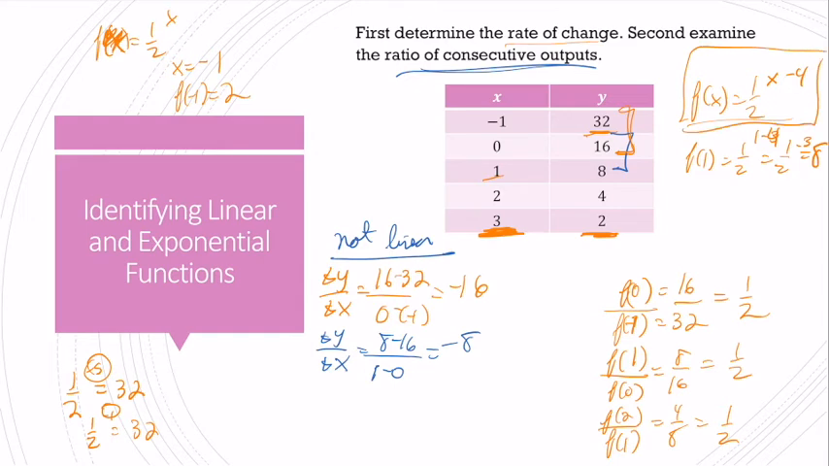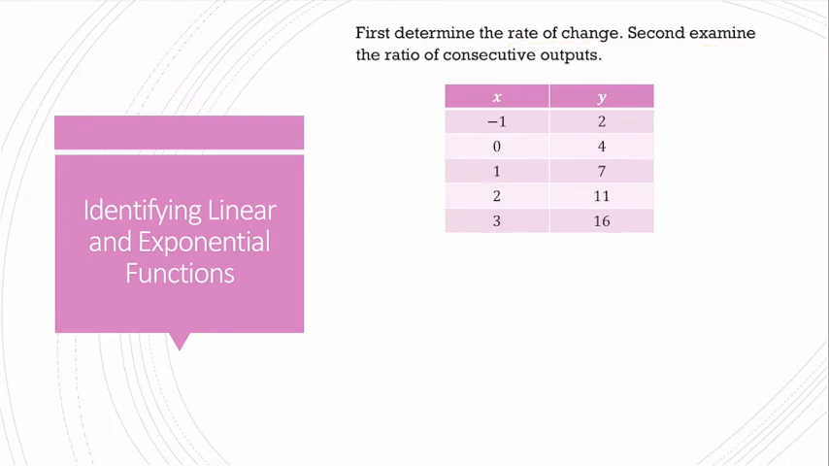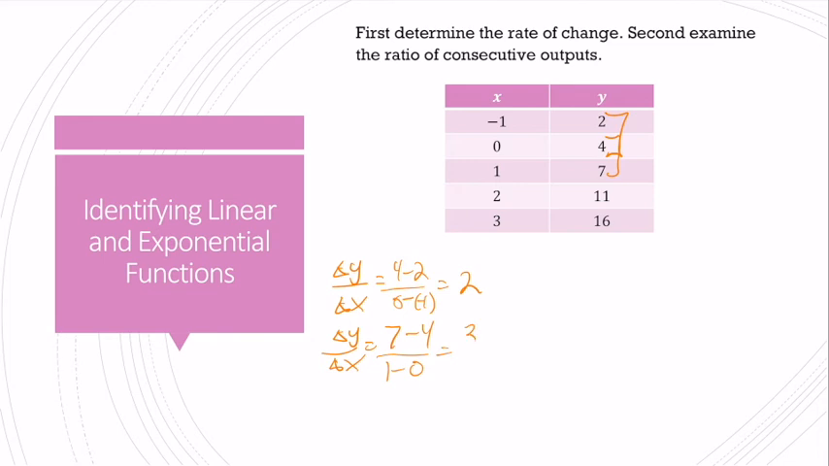Let's look at one last example. First thing I'm going to want to do is identify whether or not it's a linear function. So I'm going to look for the rate of change. 4 minus 2 over 0 minus a negative 1. That gives me 2. Again, if I take 7 minus 4 over 1 minus 0, that gives me a rate of change of 3. So this is not linear.